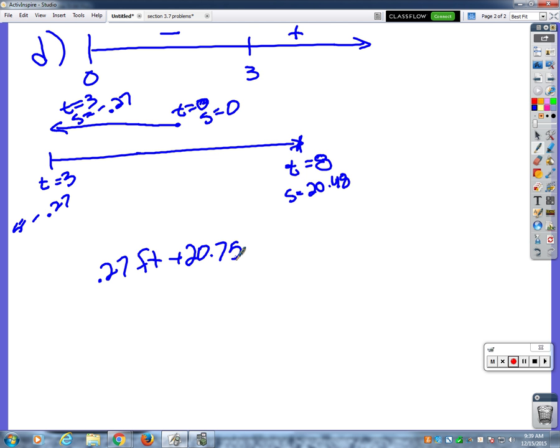Okay, why is that 20.75 right now? Because this plus this makes it. Except there's another one. That's this one right here. So that's a total of 21.02 feet. So how is it positive 27 when you subtract it?